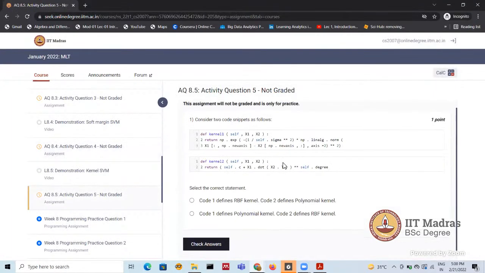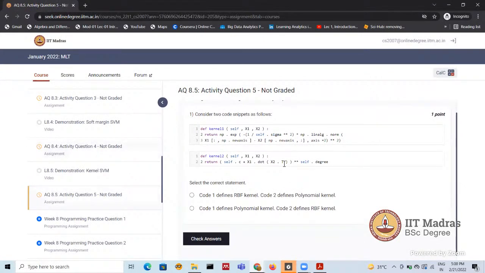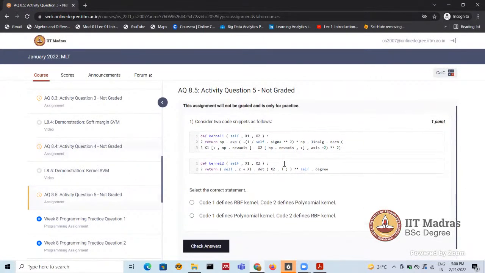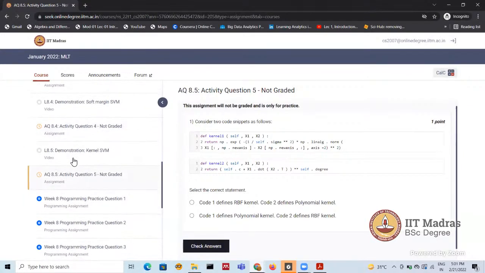This is again a very simple question. Consider the two code snippets, and which of the following is the RBF kernel and which is the polynomial kernel? The first one is RBF, the second one is polynomial. Okay.